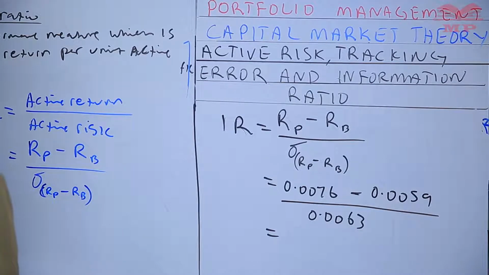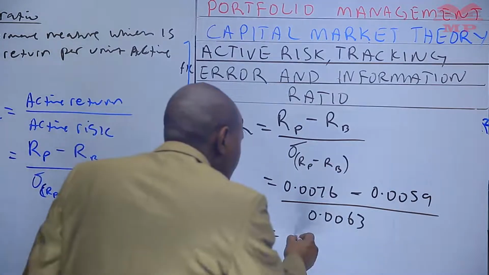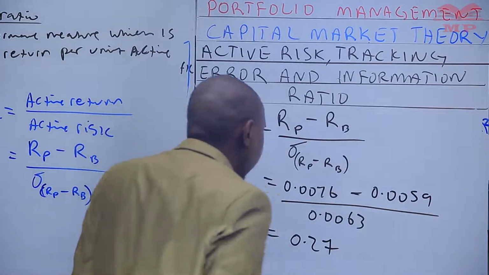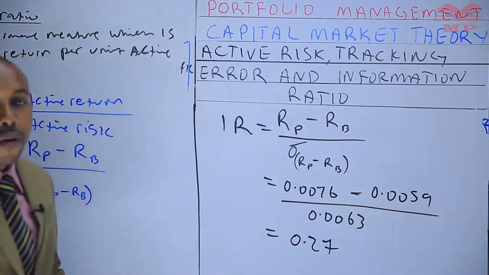0.0076 minus 0.0059, and then we divide that by 0.0063, I am getting 0.27 there. So I'm getting 0.27. That is the information ratio measure there.